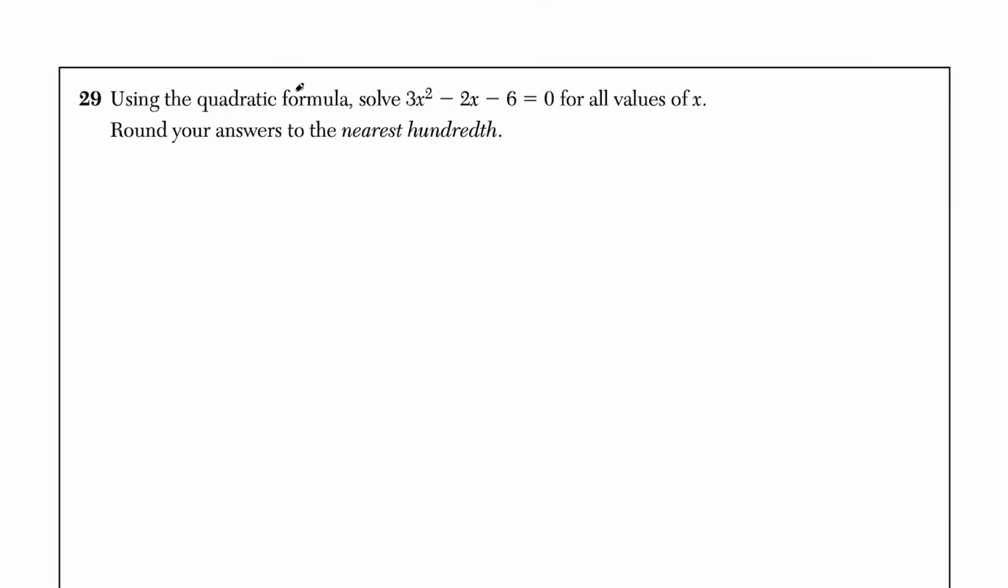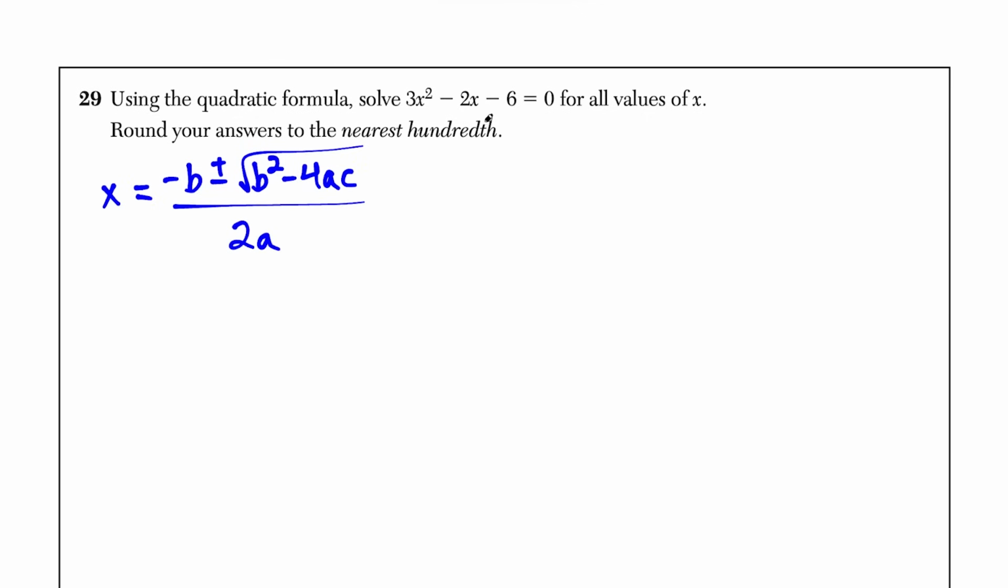Question 29, we have to use the quadratic formula to solve this quadratic equation for all values of x, and we're going to round all of our answers to the nearest hundredth. So for this question, if you forget the quadratic formula, it's on the back page of this test, on the reference page. And the quadratic formula is x equals negative b plus or minus the square root of b squared minus 4ac, all over 2a.